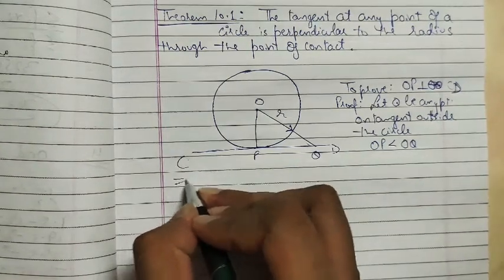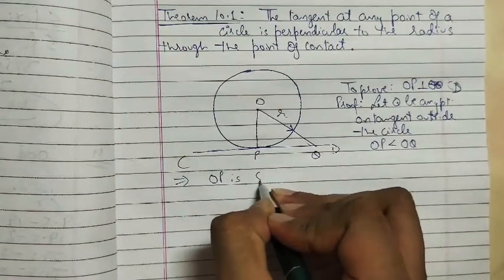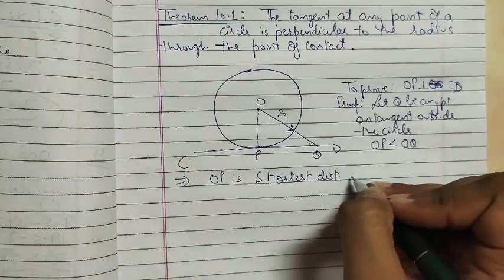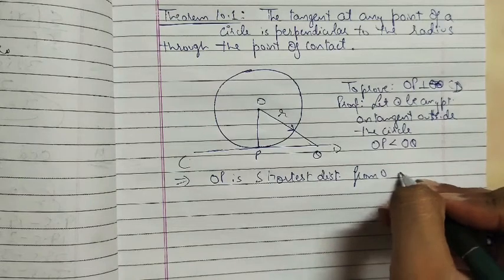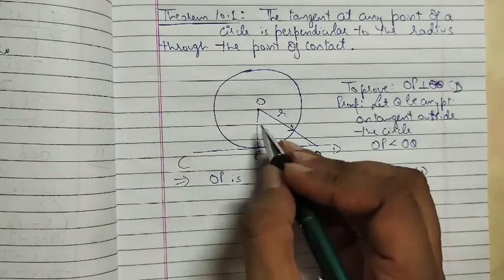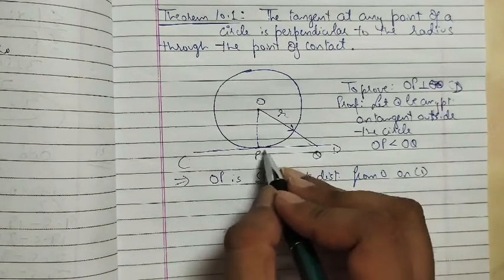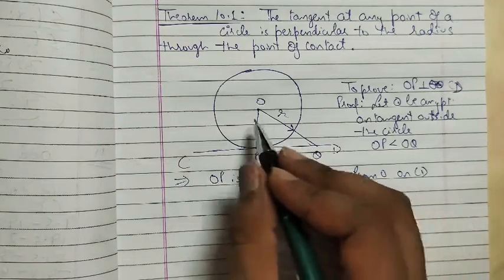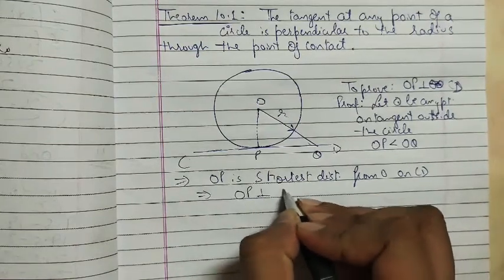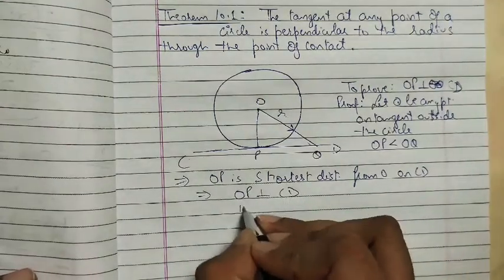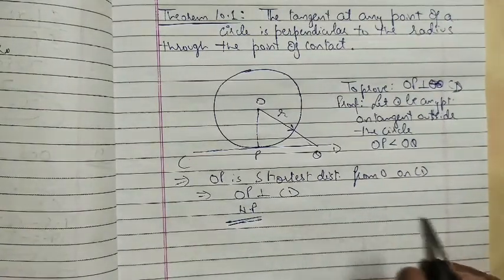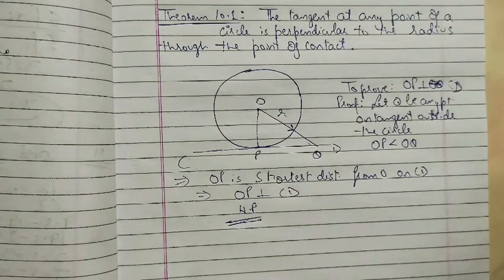So this implies OP is the shortest distance from O on the line CD. On this line CD, the shortest distance from O is OP, because for any other point Q outside the circle, OQ will always be greater than OP. So this implies the shortest distance is always perpendicular, so OP is perpendicular to CD. Simple. Hence proved, because the shortest distance from a point to a line is always perpendicular. So this is theorem 10.1.